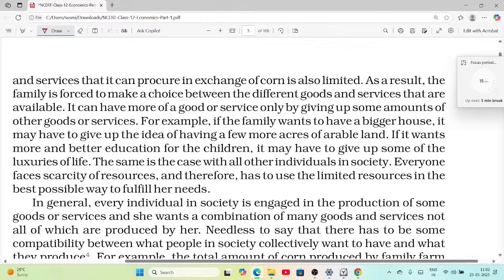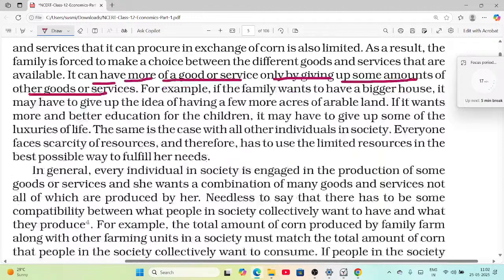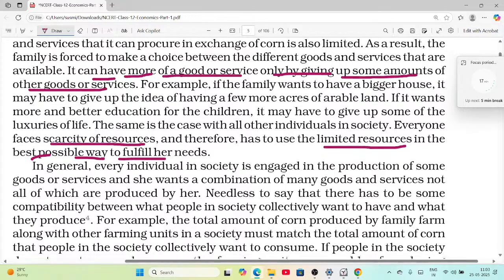Okay, a family can have more of one good or service only by giving up the other goods and services. This is because of scarcity of resources, and limited resources have alternative uses also.